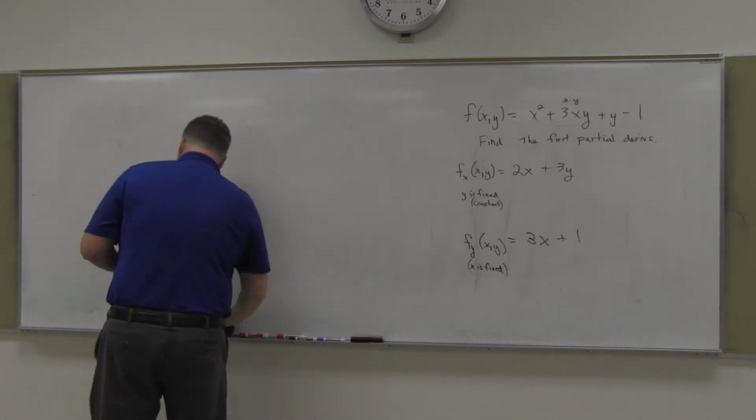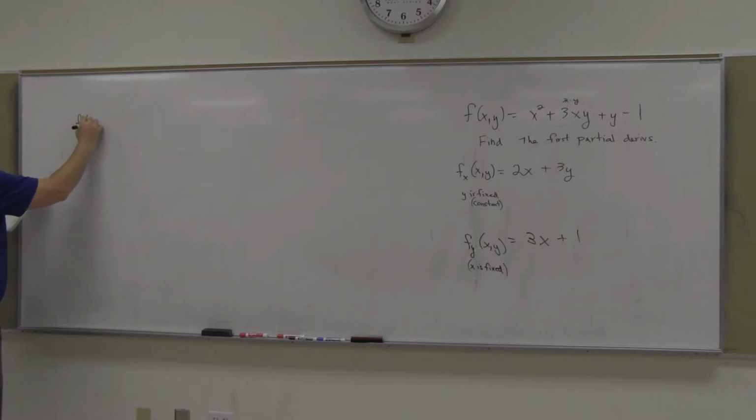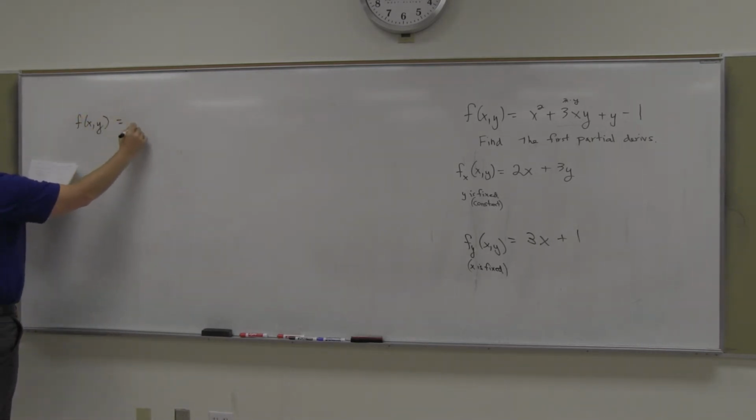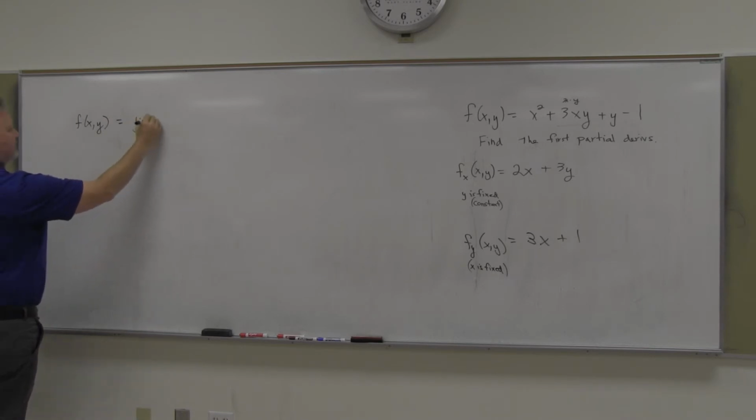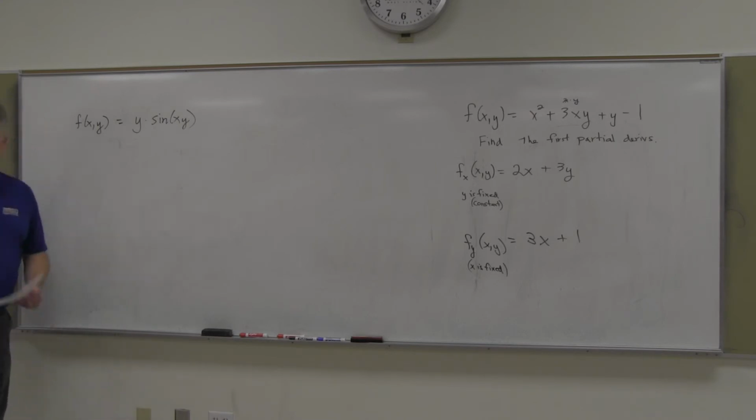Well, let's see. What about this one? f of x, y equals y times sine xy. Well, you know the drill. Things can get complicated pretty quickly. This one's not too bad, I don't think, but let's see.